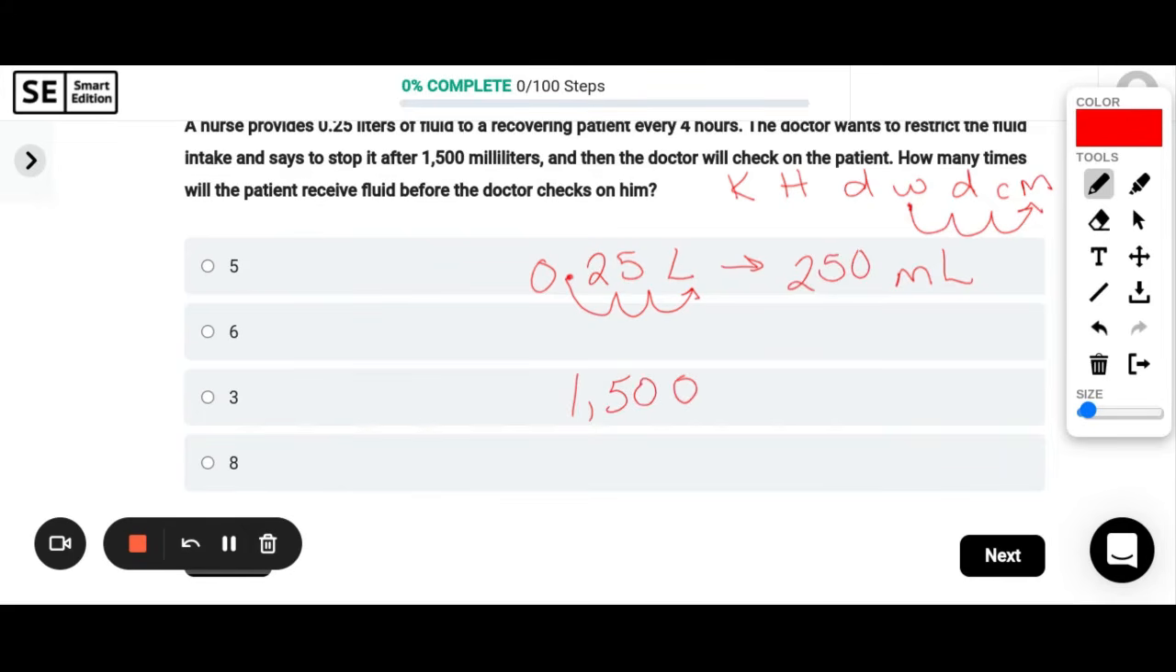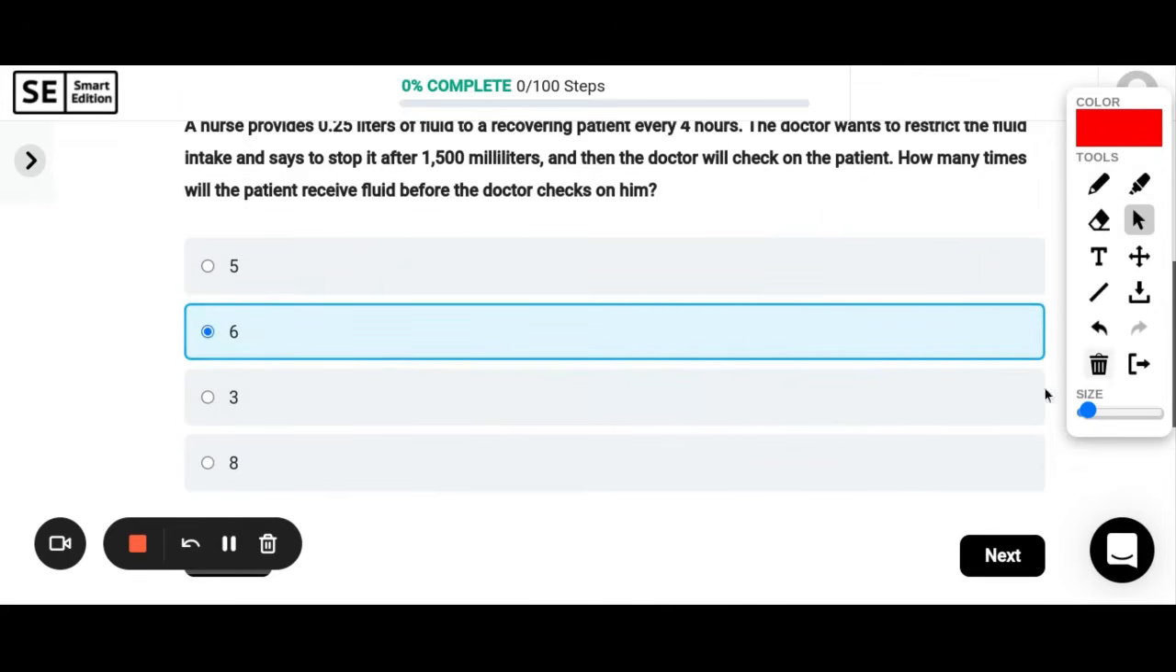And if I take the total the doctor wants her to receive before he checks on her, divide it by the 250 that's in each dose, then I will get 6 as the amount of times the patient will receive the fluid. Okay, so 6 doses.